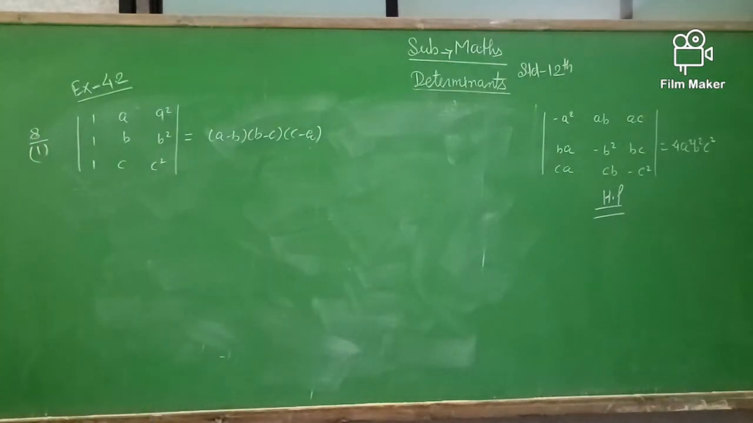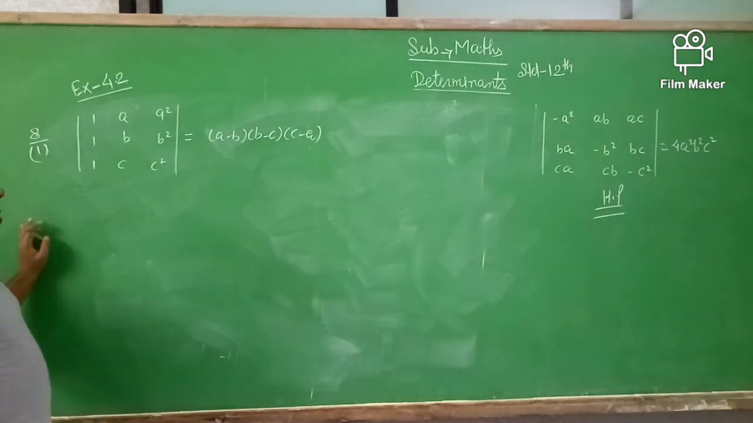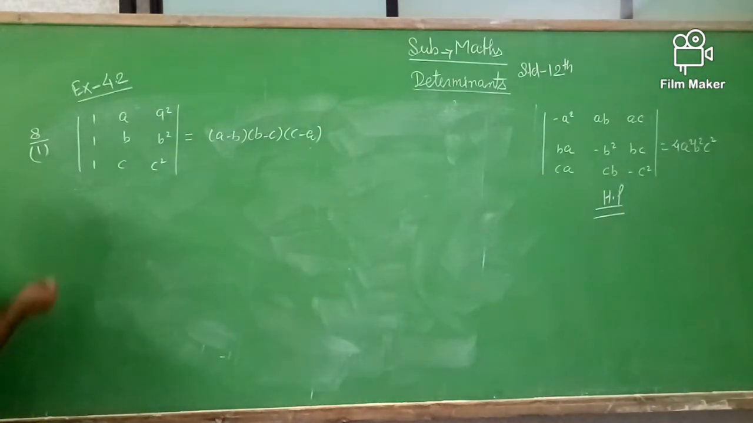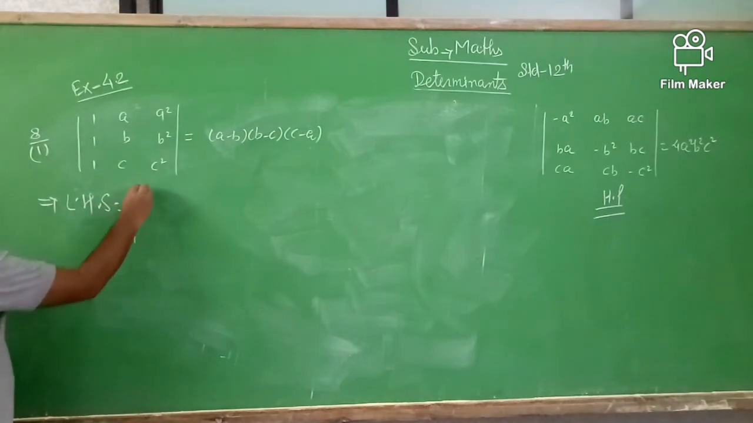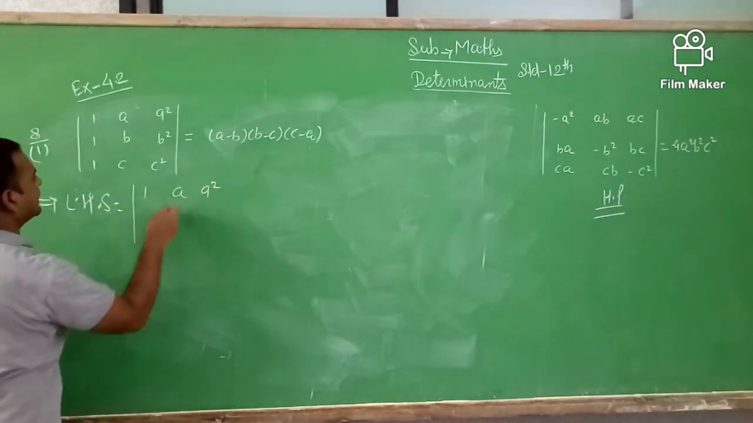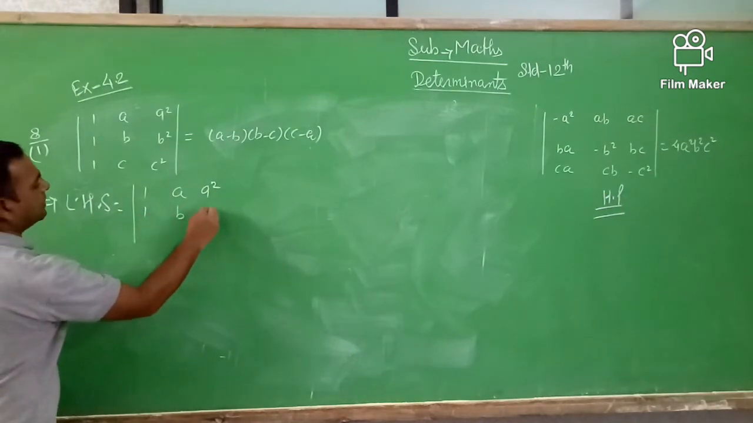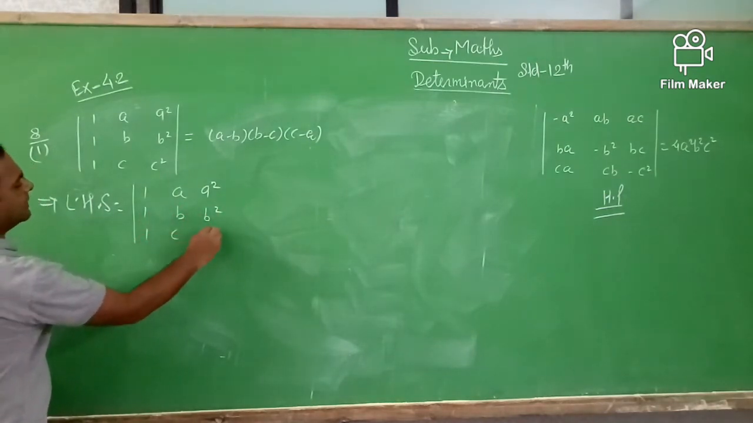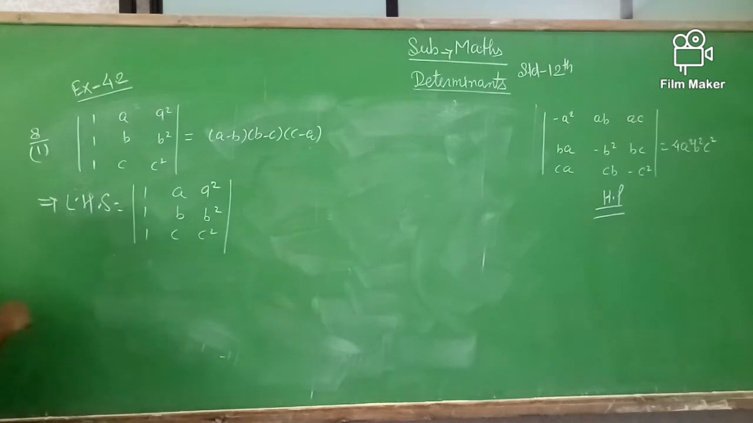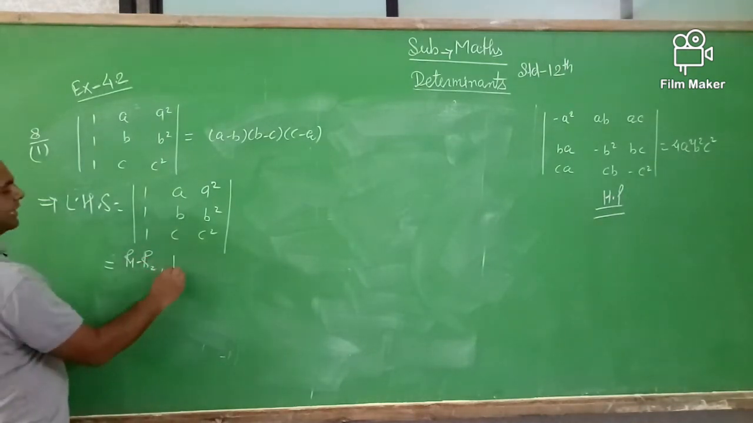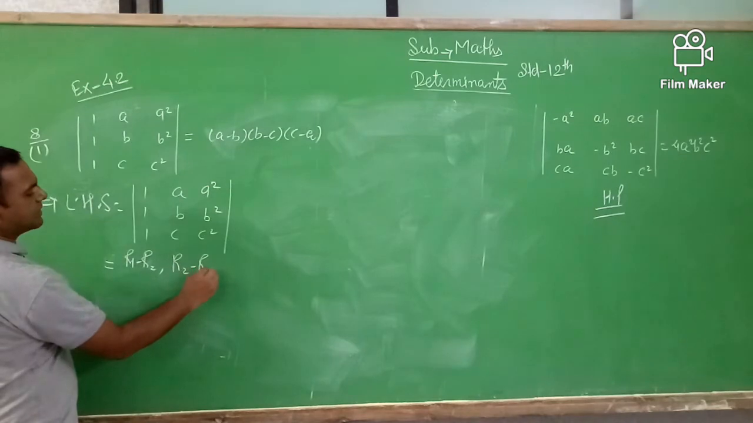So according to the property of determinants, you can add or subtract any row and column in another determinant. So first I take the LHS side. Here LHS side, this is 1, a, a square; 1, b, b square; 1, c, c square. So you see, I take R1 minus R2, it means first row minus second row, and second row minus third row, R2 minus R3.